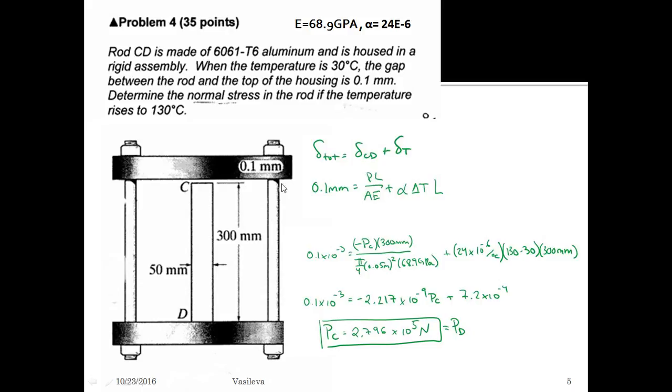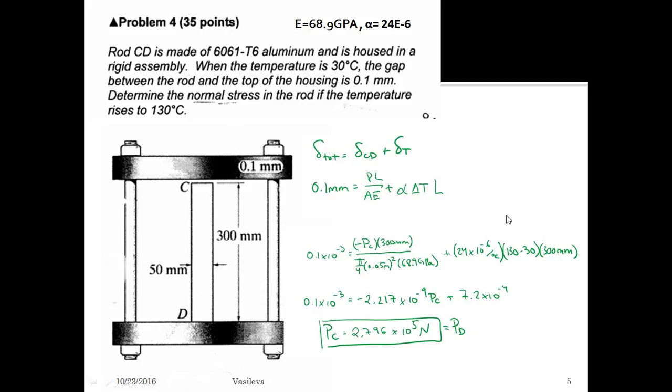So N equals negative PC. And I have my equation here for displacement. So all I do is I plug in my negative PC here, and then all of the other values, just length divided by pi r squared times Young's modulus plus coefficient of thermal expansion times the delta T times the length. So I end up being able to solve for PC. So PC equals 2.796 times 10 to the 5th newtons. And we said that because PC and PD are the only forces there, they're going to be equal to each other. So automatically we know what PC and PD is.